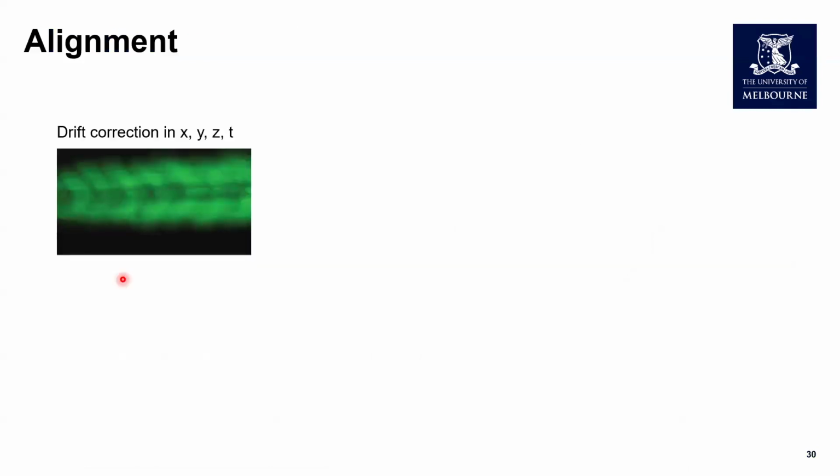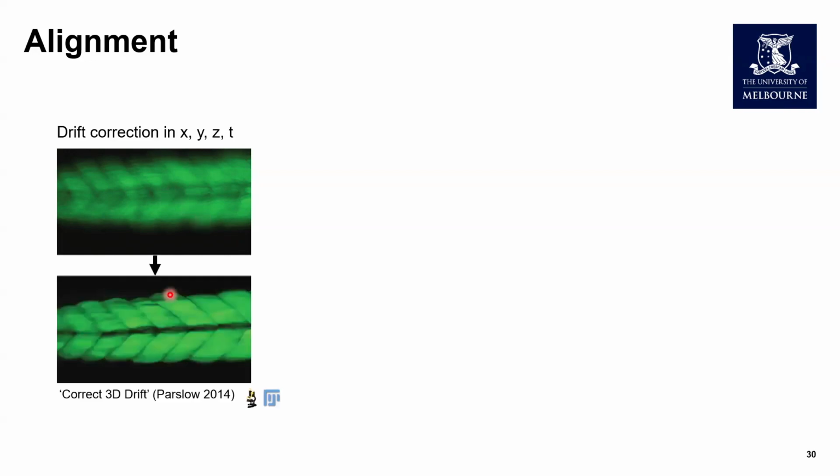The other type of correction tool is for correcting the misalignment. Image misalignments can occur in multidimensional data, and this can be in X, Y, or Z, or over time, and could be due to the drifting, as you can see in this type of example. This drift needs to be corrected before any object detection or measurement. You can use tools such as Correct 3D Drift in Fiji, and there are many actually different drift correction tools available in Fiji as well.